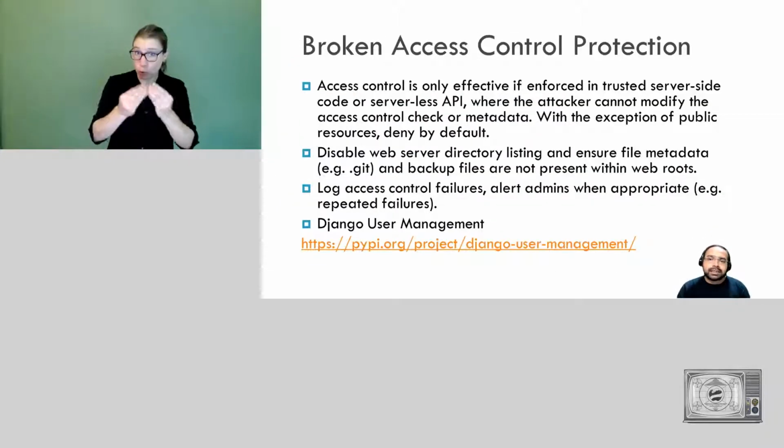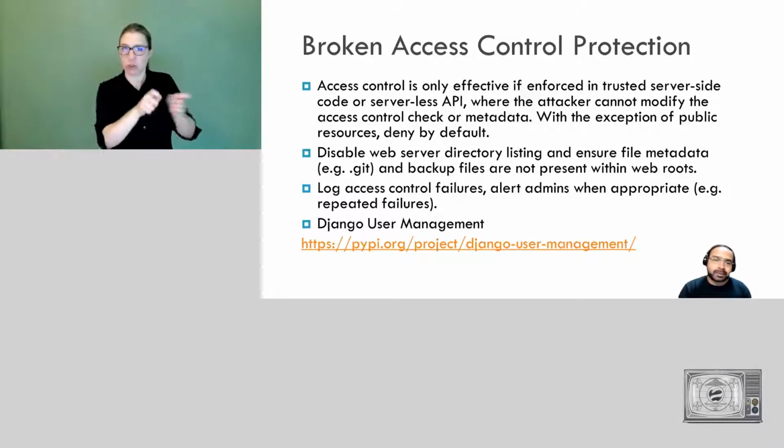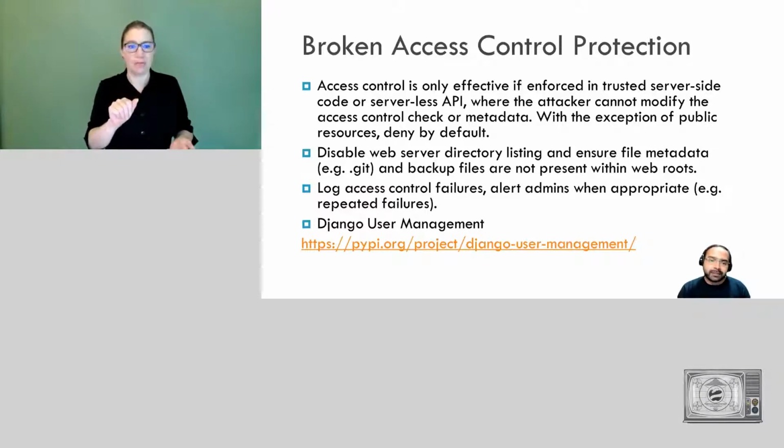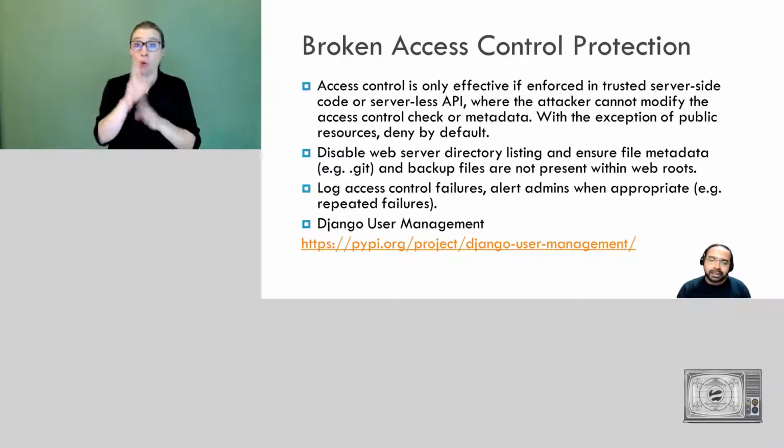So the solution is that access control should be enforced in trusted server-side code or in the serverless API, where the attacker cannot modify the access control check or metadata. With the exception of public resources, deny by default. Then disable web server directory listing and ensure file metadata and backup files are not present within web routes. Then log access control failures, alert admins when appropriate, and you can also use the Django user management module.